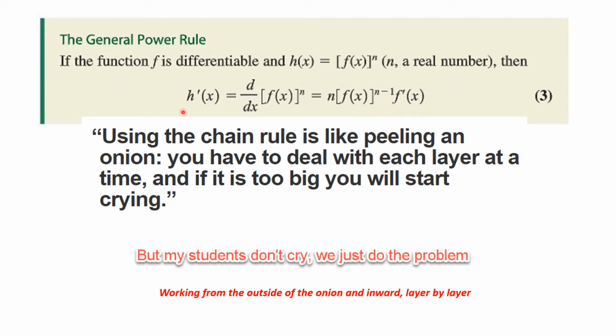Some mathematicians have said using the chain rule is like peeling an onion. You have to start with each layer at a time, and if it's too big you start to cry. That's a little bit of a joke because my students don't cry. We just do the problem. But this is sometimes a useful analogy because we're working from the outside of the onion inward, layer by layer.